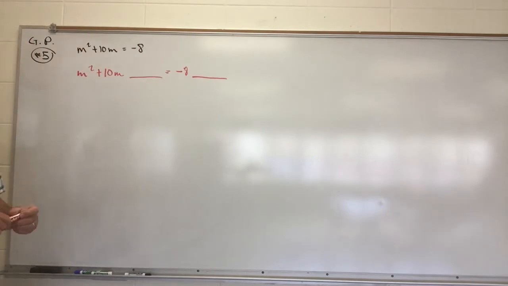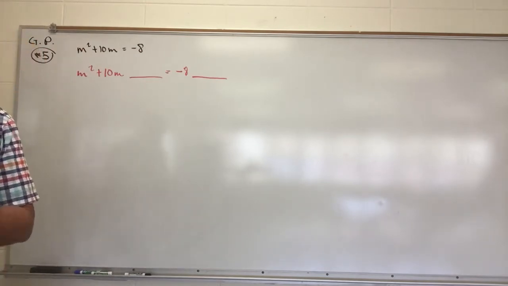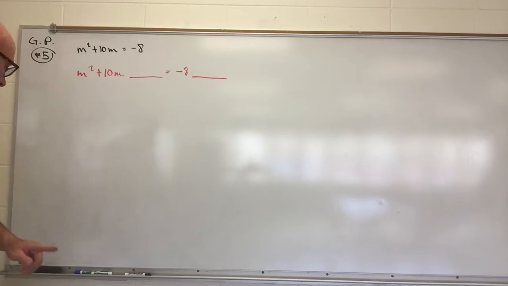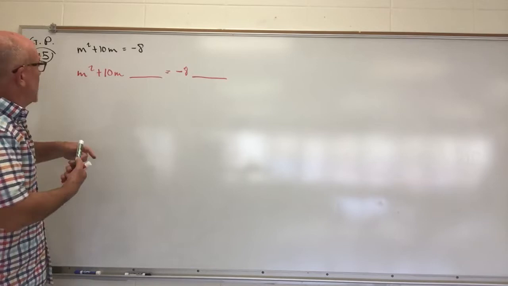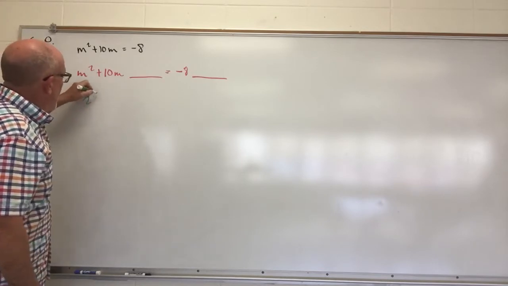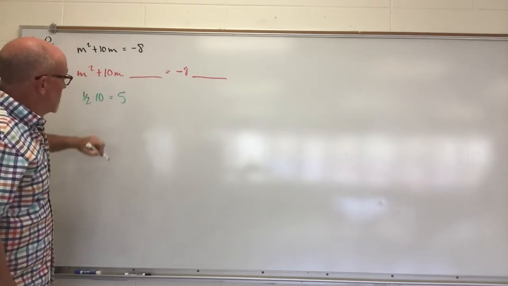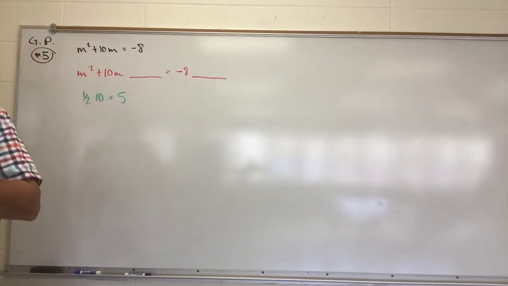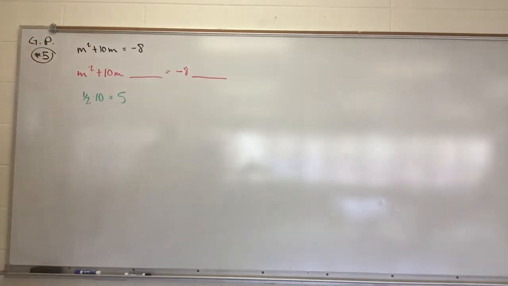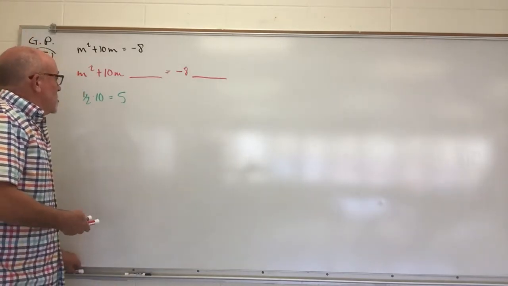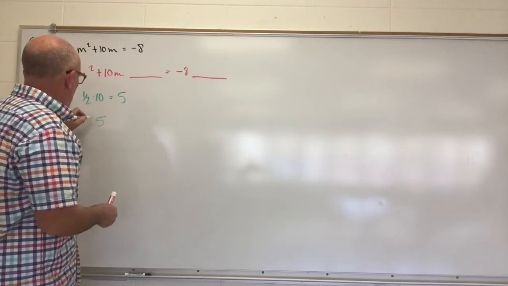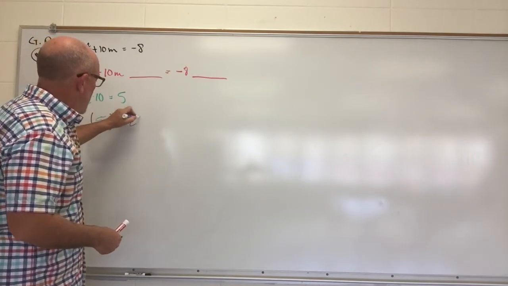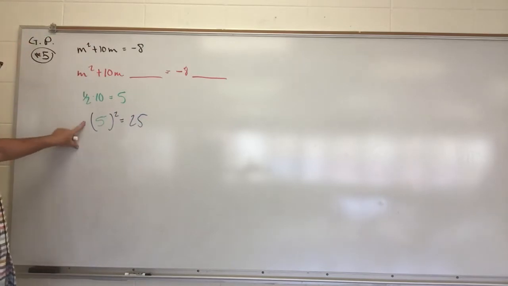All right. Step 2, in green, I'm taking half of the linear coefficient. Well, the linear coefficient is 10. So 1/2 of 10 is 5, okay? That's step number 2. Step number 3, I'm to take that value and square it. So I want to take the value of 5, I want to square it, and I get 25. So this is step number 3.